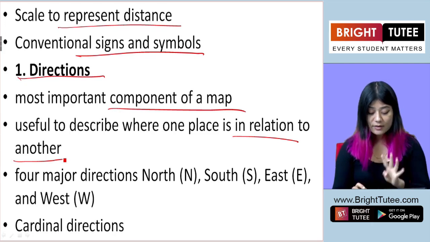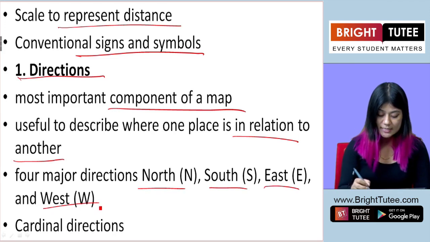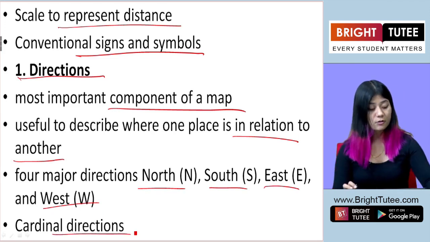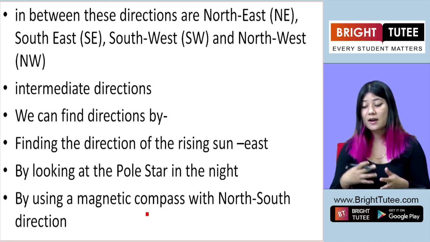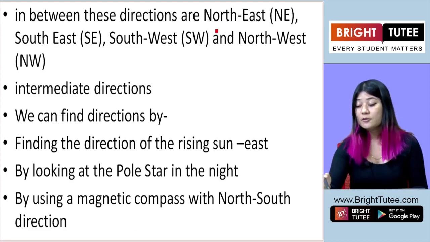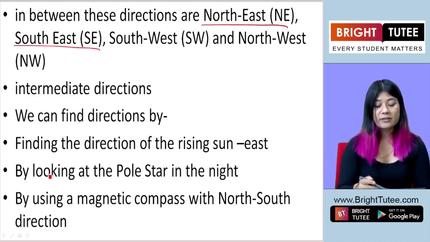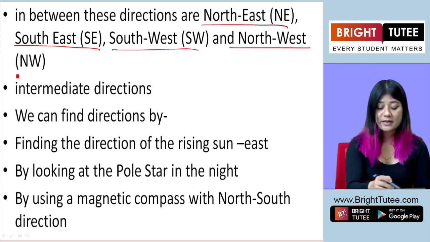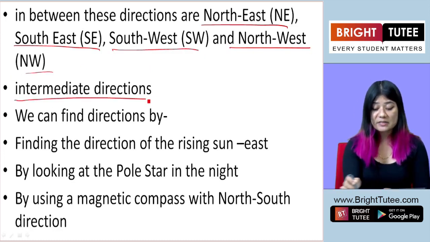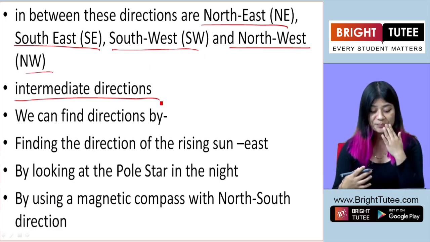Okay. Now there are four major directions which are north, south, east, west. These are called cardinal directions. Okay, they're very important directions. Now apart from these, in between there are other directions as well, like northeast direction between the north and east, southeast direction between the south and east, southwest direction and northwest direction. These are called intermediate directions because they're in between the cardinal directions.